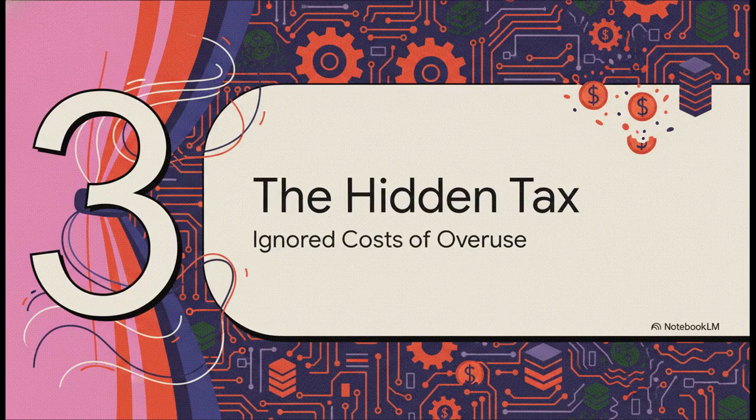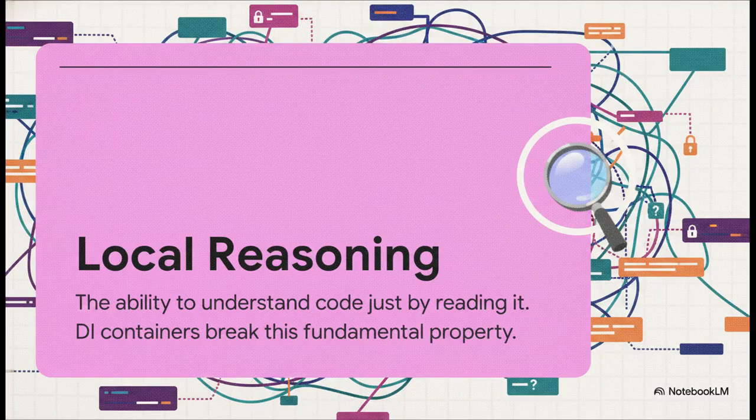So let's pull back the curtain on what I call the architectural tax. These are the subtle compounding costs that we pay when we just apply dependency injection as a default for everything, instead of using it as a specific tool for a specific job. This is a huge one.